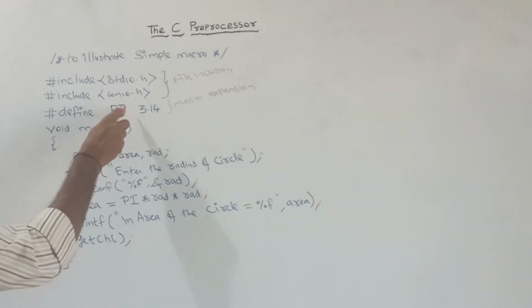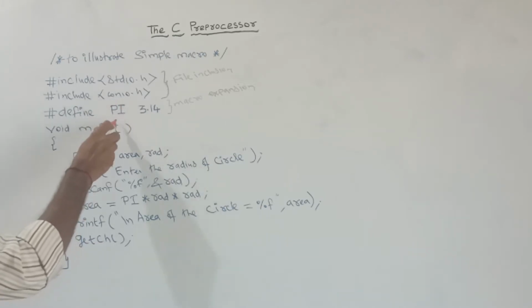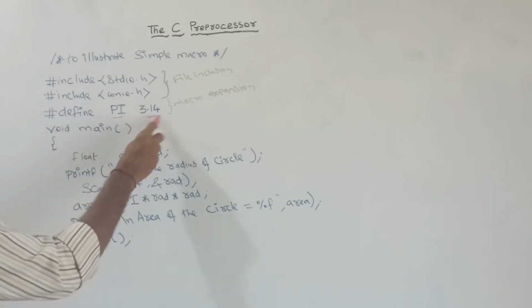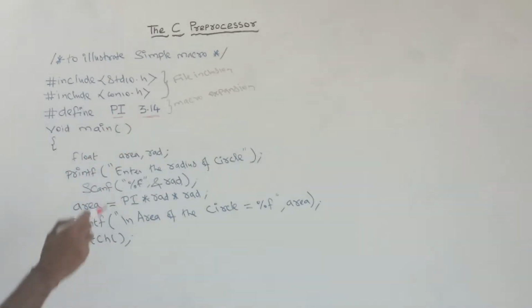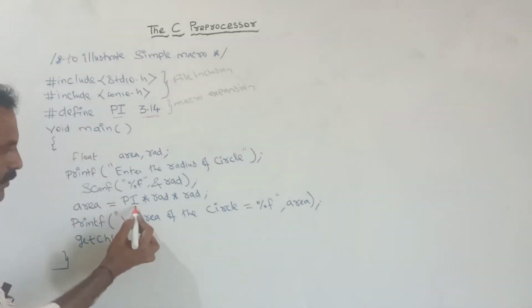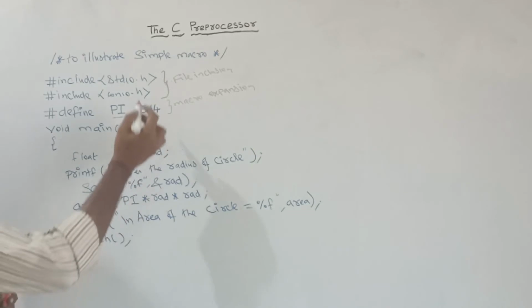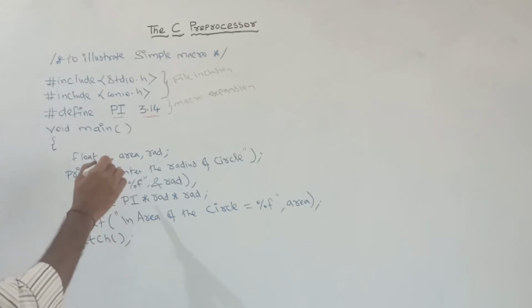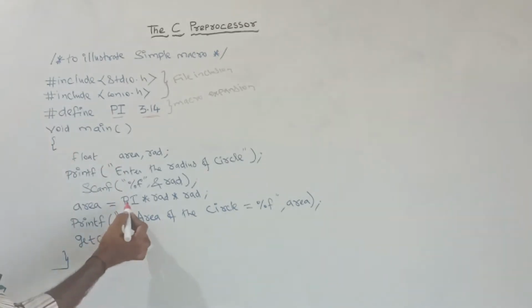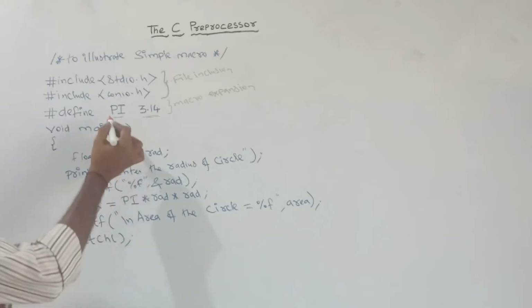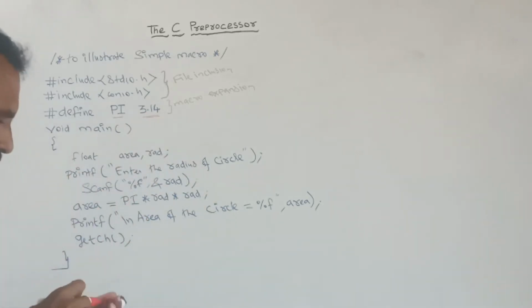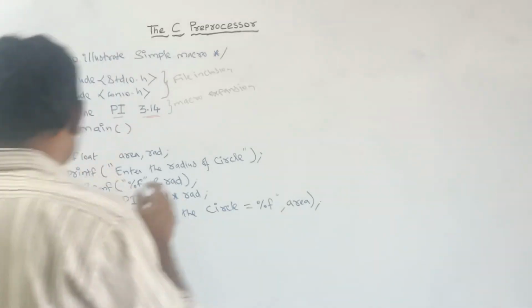this very first part, this PI, is known as macro template. This one is known as macro expansion. Wherever we are calling the macro template, this expansion, macro expansion, that is this value will be replaced to that template. So here I am mentioning this macro template here. 3.14 will be replaced here. This you should remember. Next, now let us see about the output.